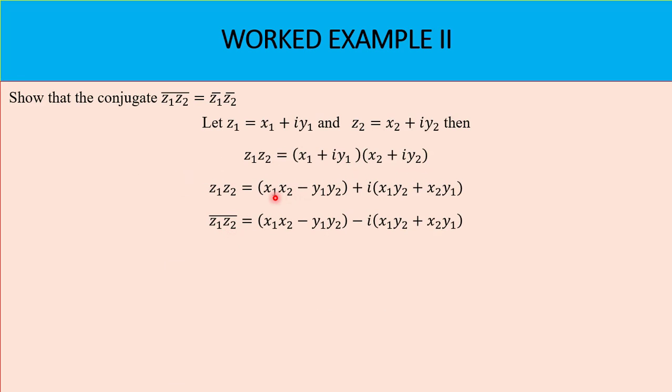So we shall have this expression, and find the complex conjugate of z1 times z2. We shall go ahead and change the sign on the imaginary part, which will be minus i. Then the next step is to collect like terms. So we shall have x1 x2 coming with minus i x1 y2, and minus y1 y2 coming with minus i x2 y1. So we shall have this step here.